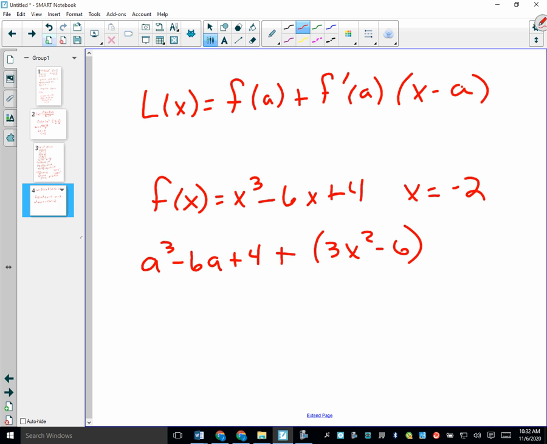Does it say 3x squared instead of x? X plus 2. Let's go back. Is it 3x squared or x? Yeah, we should be all a's. Times, if it's x minus a, what's x minus a? What do we do? Negative 2 minus negative 2. Negative 2 minus x. Or negative 2 minus a. Negative 2 minus negative 2, shouldn't that just be 0?